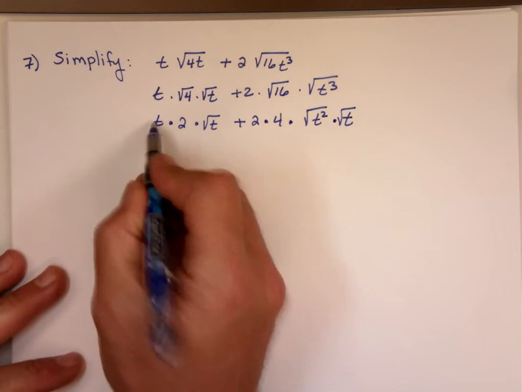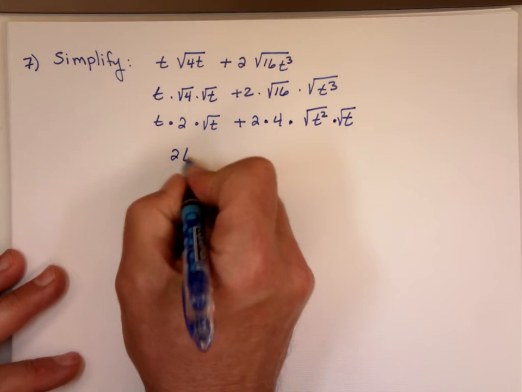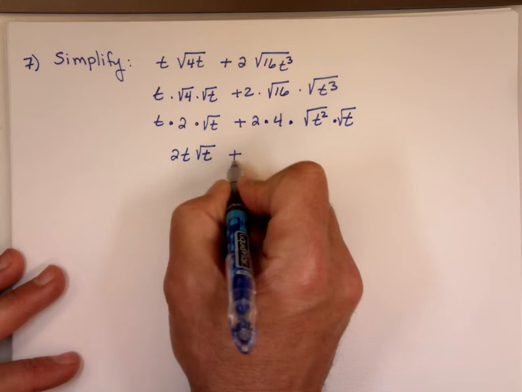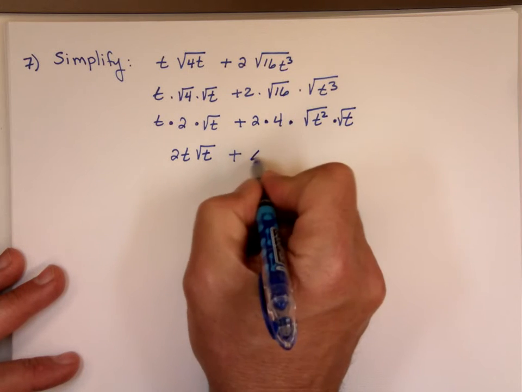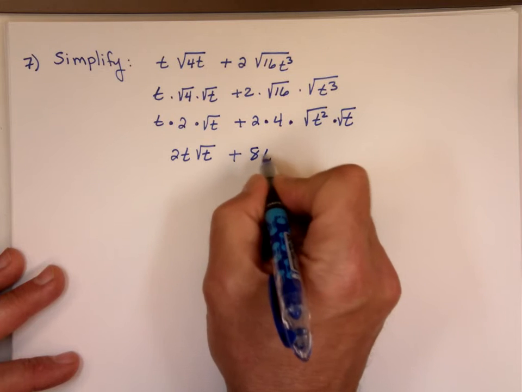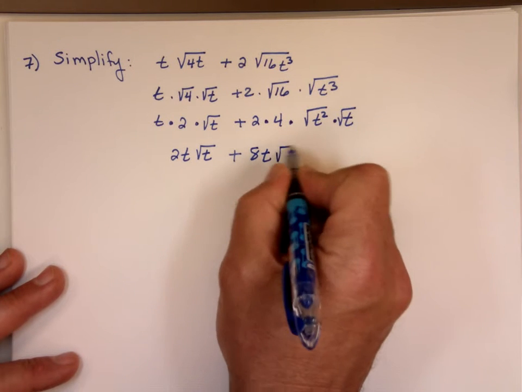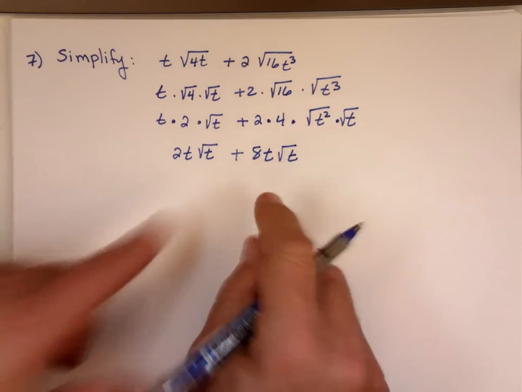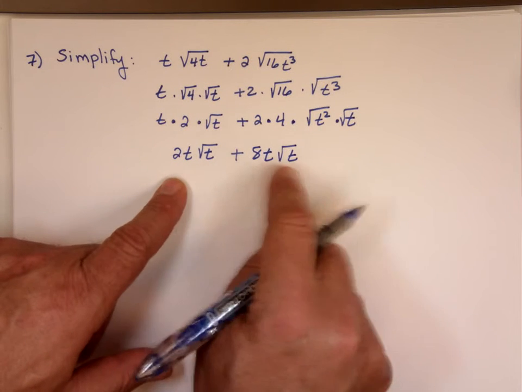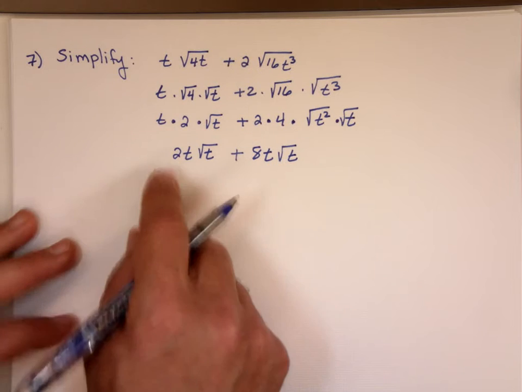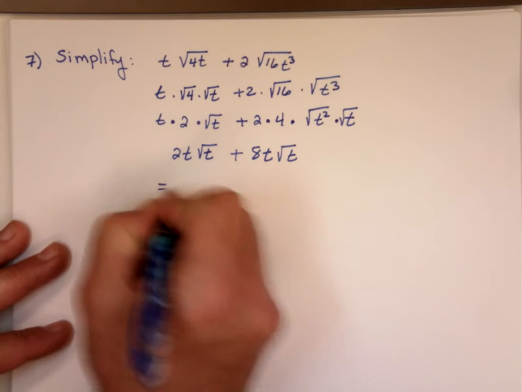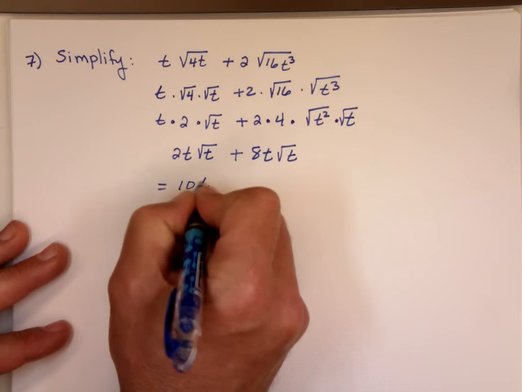What's 2 times t? 2t, the square root of t. 2 times 4, 8. What is the square root of t squared? That's still a t, times the square root of t. Notice these are exactly like terms. They have t and the square root of t in both of them. So what is 2 plus 8? And the answer is 10t, the square root of t.